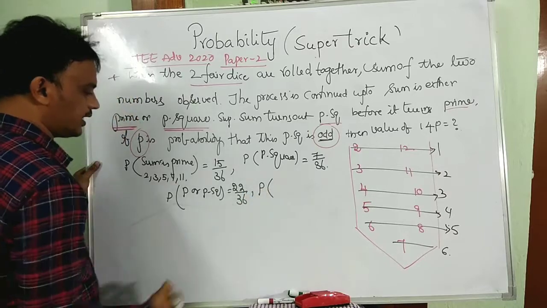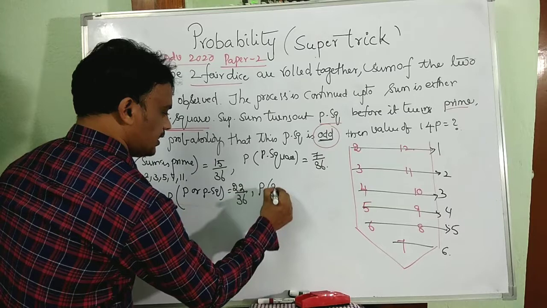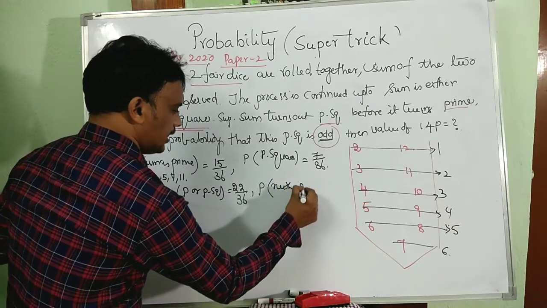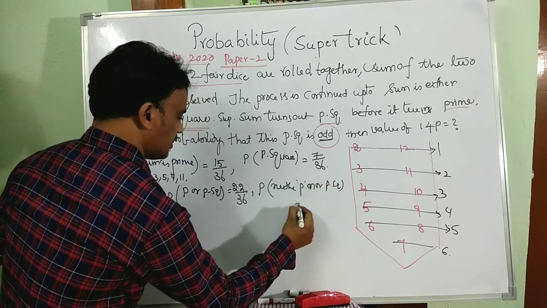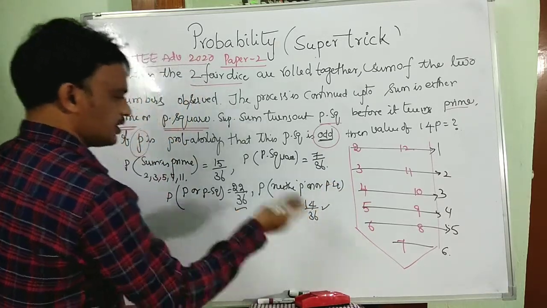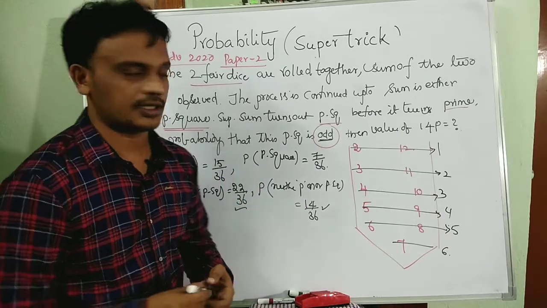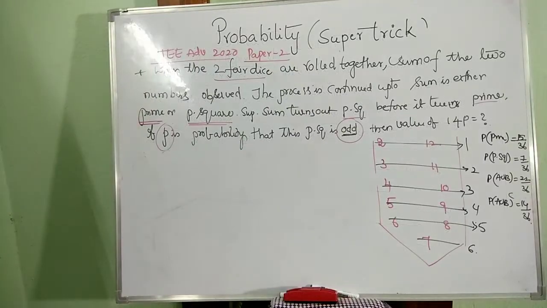Okay, and from this one I can write the probability of neither prime nor perfect square. These are all 14 by 36 chances. Am I right? First we can find out all those things, then come to our problem. Okay, yes, let us see that.